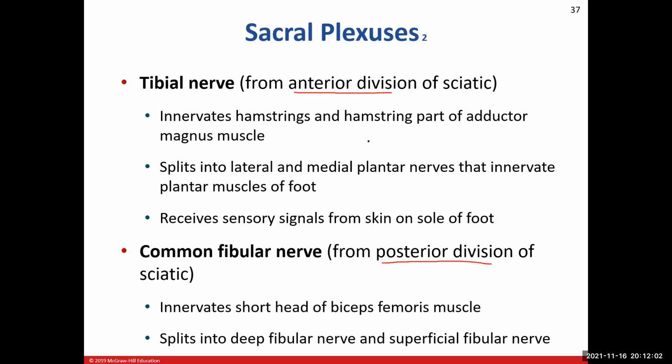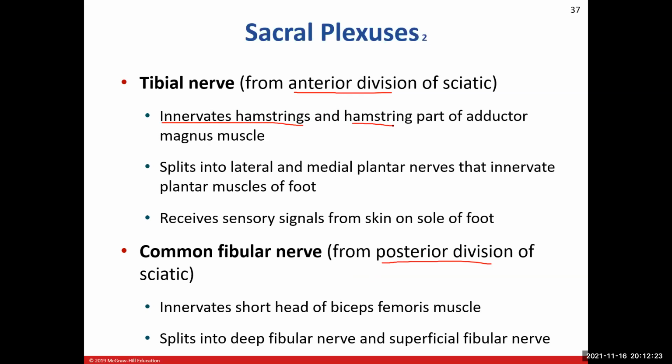So the tibial nerve is going to innervate our hamstring muscles. You know, those muscles on the back of your thigh that help with hip extension and knee flexion, bending of the knee, but also it's going to innervate the hamstring part of the adductor magnus muscle, which is pretty close to the hamstring muscle group there.